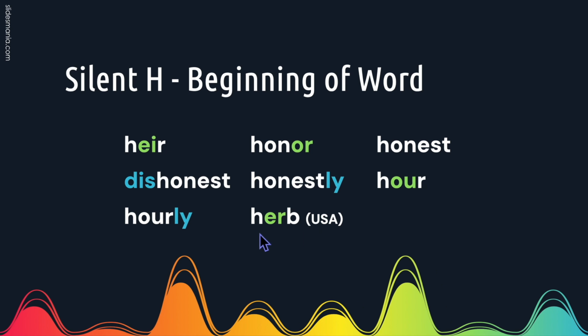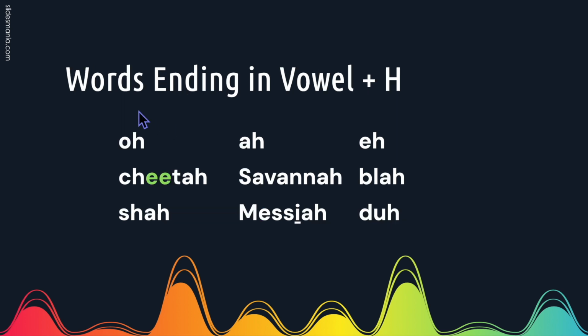Note that in the US, the H is silent in this word, but in some countries, the H is pronounced. If a word ends with a vowel and an H, the H will be silent, like in oh, ah, and eh. EE says E, so this word is cheetah. Savannah, blah, shah, this I will be long, Messiah, and duh.